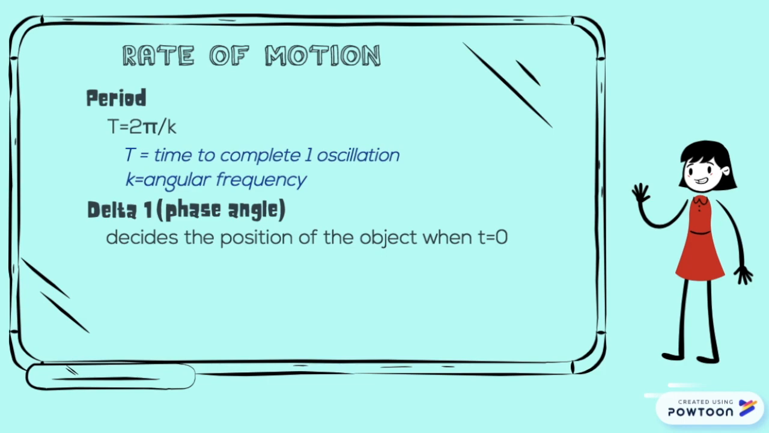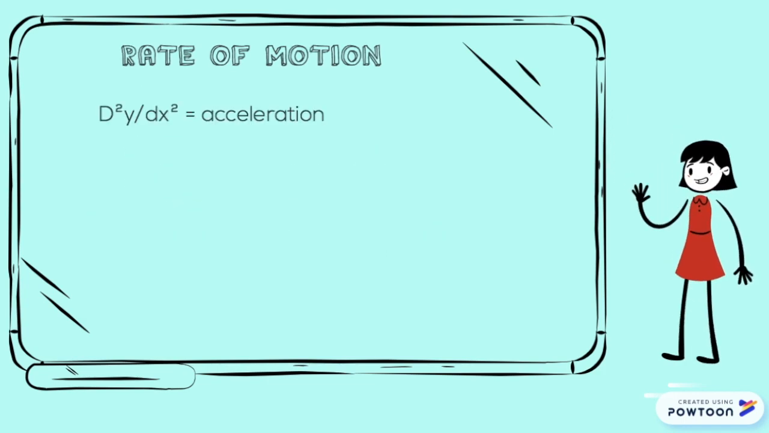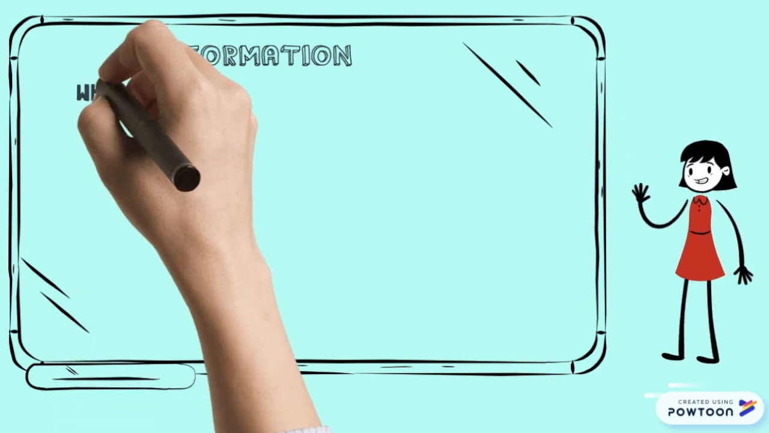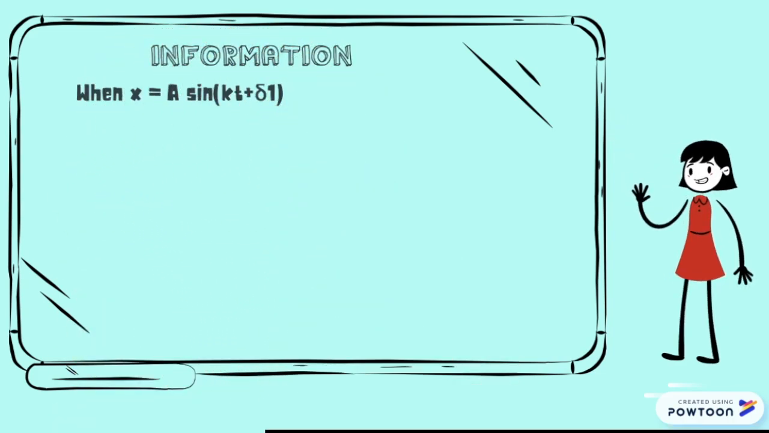The constant delta 1, which is the phase angle, decides the position of the object when time begins, where t equals 0. As you know, the second derivative of displacement is the acceleration, and to solve for velocity, the equation needed is v squared equals k squared, open bracket big A squared minus x squared, close bracket. Since displacement is big A sin kt plus delta 1, maximum displacement equals modulus A and minimum displacement equals negative modulus A.